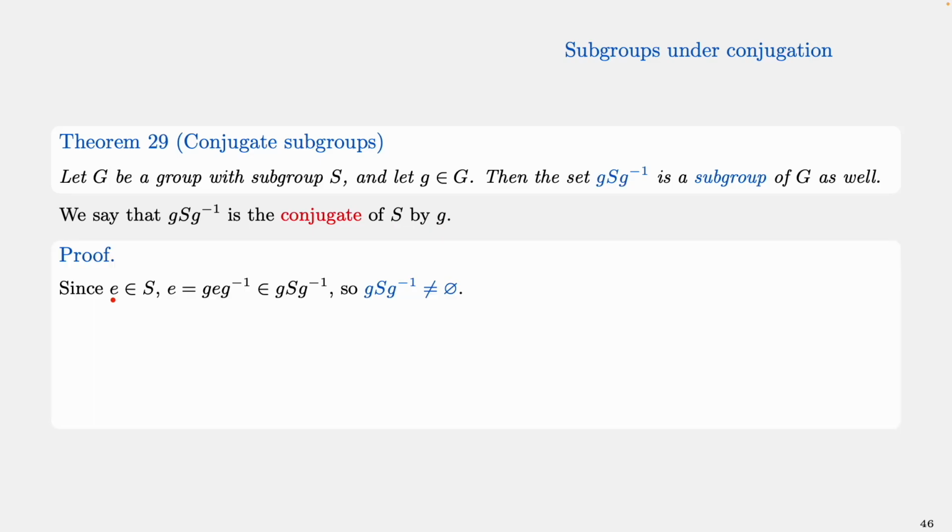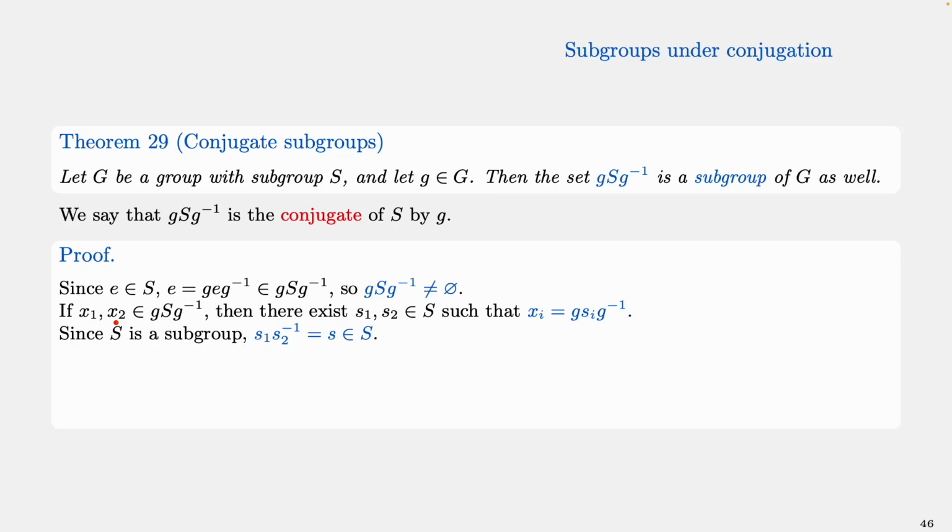Let's prove this. We know that the neutral element is contained in S, but the neutral element can be written e as g times e times g inverse, because the e here is just redundant. We can omit this, then we have g g inverse, but this is just the same as the neutral element. So we see that the neutral element is in fact contained in this conjugate here. And this means the set g S g inverse is not empty. Now look at any two elements x1, x2 contained in the conjugate here. Then by definition this means there exist two elements s1, s2 in the subgroup S, such that xi is g si g inverse, where i is either 1 or 2.